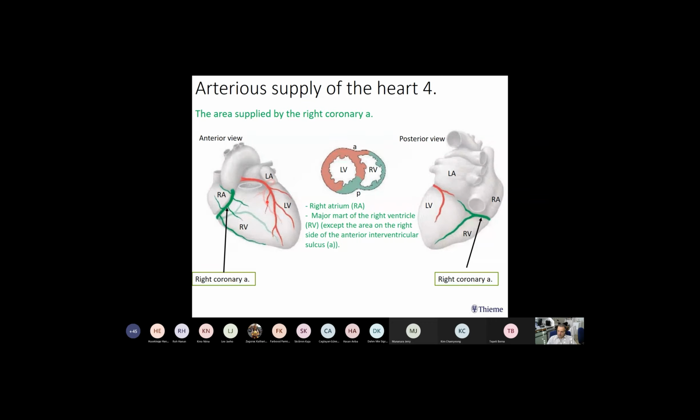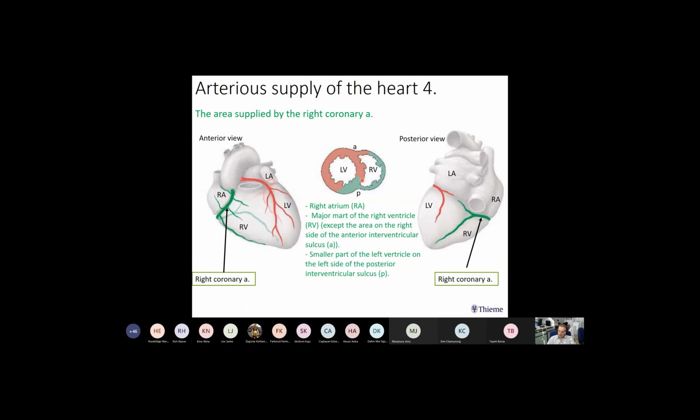And as you can see, the branches down there, the major part of the right ventricle belongs to the area of the right coronary artery. It's very logical. The right coronary feeds the right atrium and the right ventricle mainly. But considering that the anterior interventricular groove or sulcus has another branch of the left coronary artery, it will also contribute a little bit to the blood supply of the right ventricle. So except this small area, the right ventricle belongs to the area of the right coronary artery.